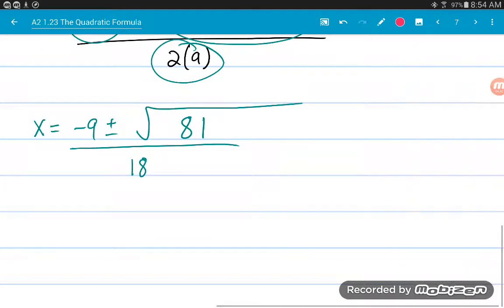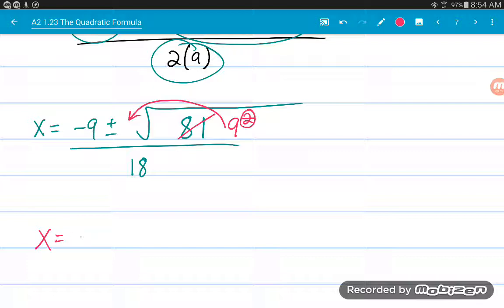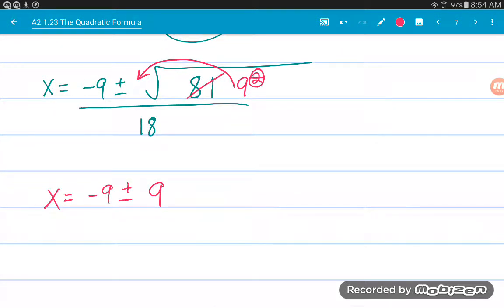If you paid attention in the part of the class where we were simplifying radicals, you'd be aware that 81 is a perfect square. So this is equal to 9 squared. This square root here is like a bouncer at a club, and he's asking for an invitation. He wants 2s. The 9 has an invitation, so he's allowed through. So when I rewrite this, it's going to be x equals negative 9 plus or minus 9. There's nothing left under the square root, so we don't have to write it. On the bottom is 18.